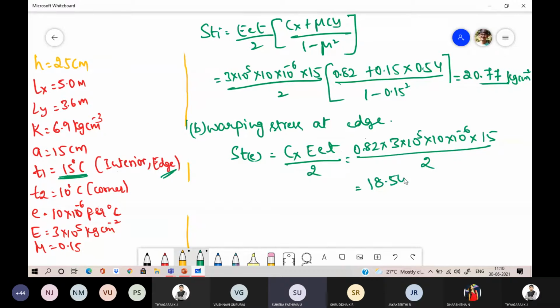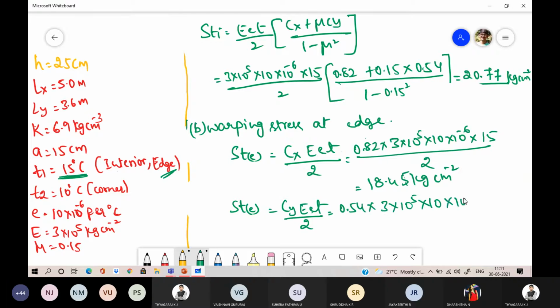18.45 kg per centimeter square. Now consider the stress region at CY. σ = Eα t/2 × CY, so 0.54 into 3 into 10 power 5 into 10 power minus 6 into 15 divided by 2. Check how much you are going to get. 12.37, so 0.37 kg per centimeter square.